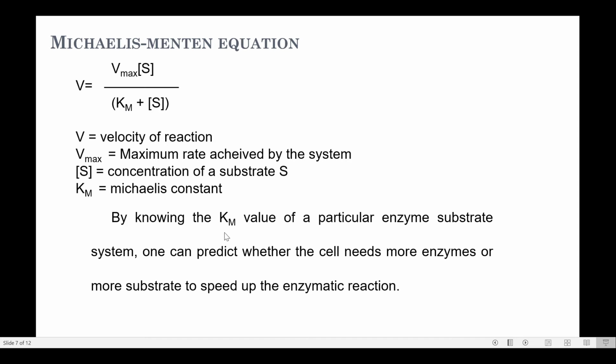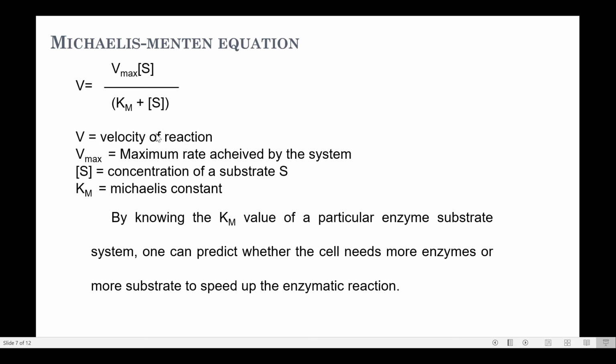By knowing the Michaelis-Menten constant value of a particular enzyme substrate system, one can predict whether the cell needs more enzyme or more substrate to speed up the enzymatic reaction. Km, the Michaelis-Menten constant, can be defined as the substrate concentration at half of the maximal velocity, that is half of V max. What will be the substrate concentration at half of the maximum velocity? That will be equal to Km.